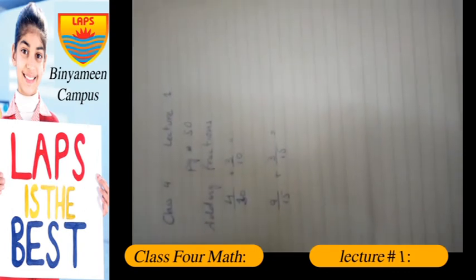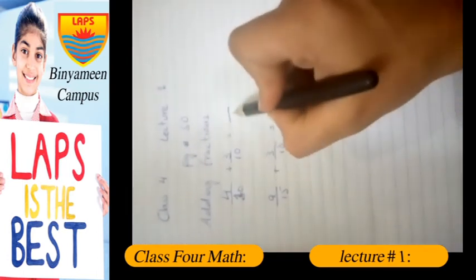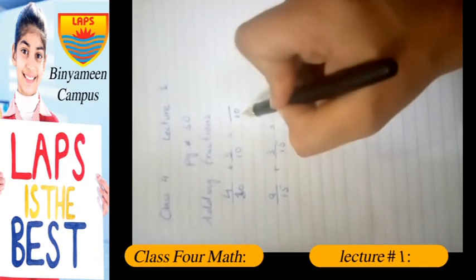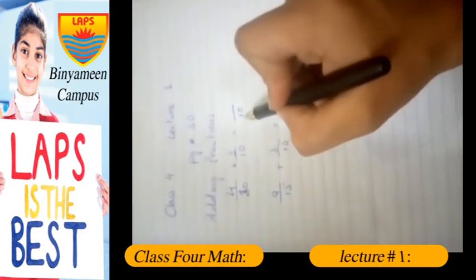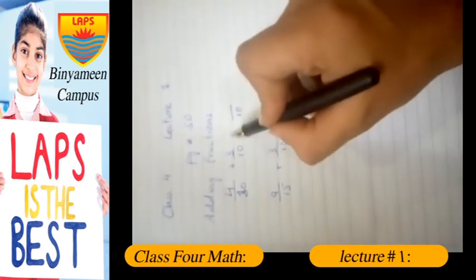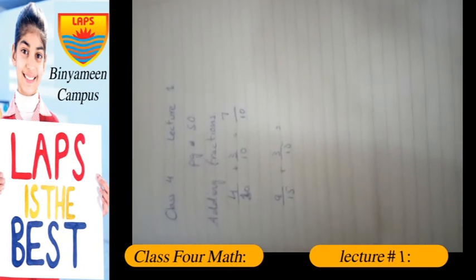The first one has a fraction with a denominator of 10. Because of 10, they are like fractions, they share the same denominator. So the denominator of the resultant fraction will be 10 also, but as you can see there is 4 and there is 3. The sum of 4 and 3 is equal to 7, so 4 over 10 plus 3 over 10 is equal to 7 over 10.